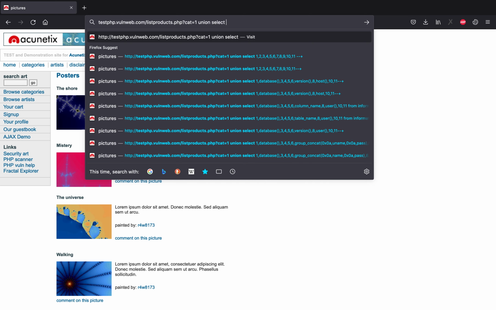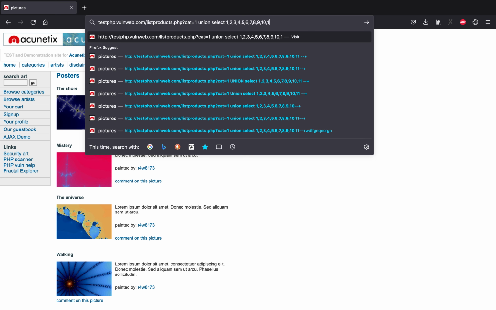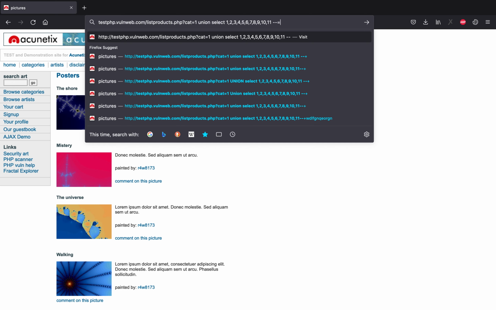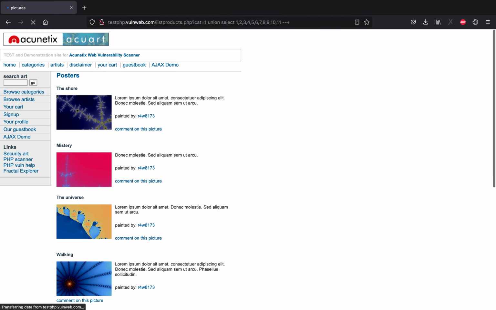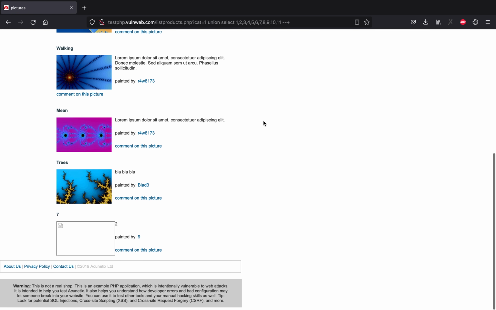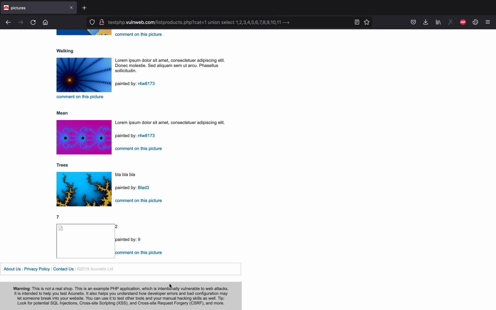Union select 1, 2, 3, 4, 5, 6, 7, 8, 9, 10, 11, minus minus plus. So this will give me unwanted data. There are these three numbers which represent the vulnerable columns: 2, 7 and 9.